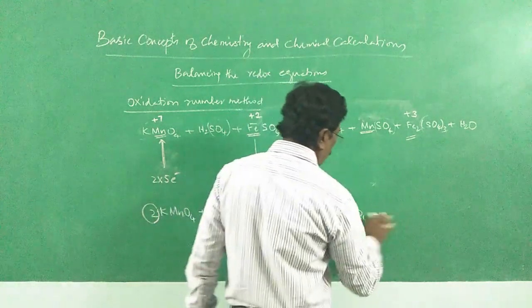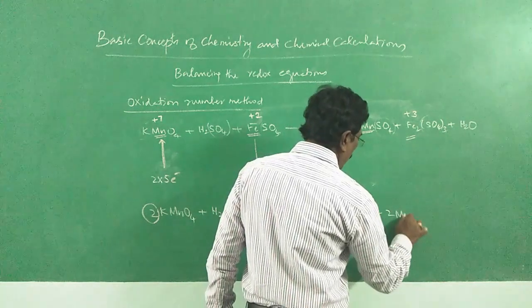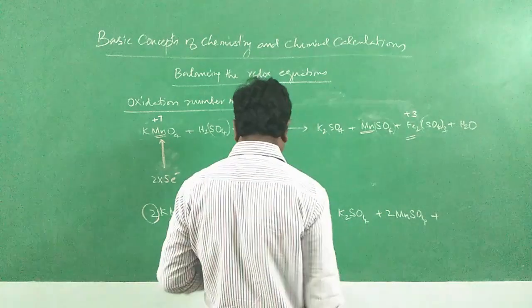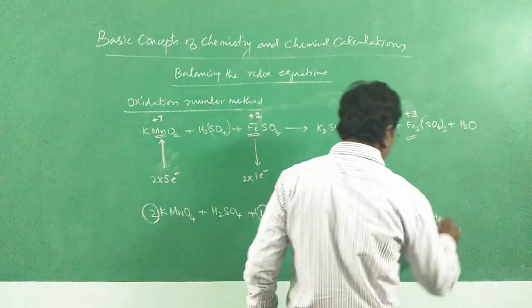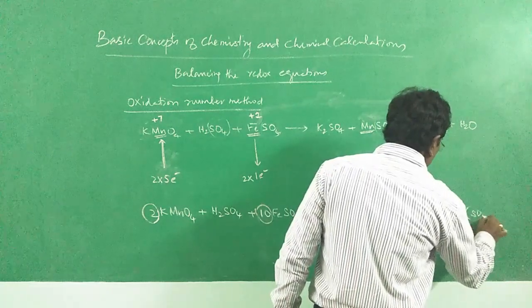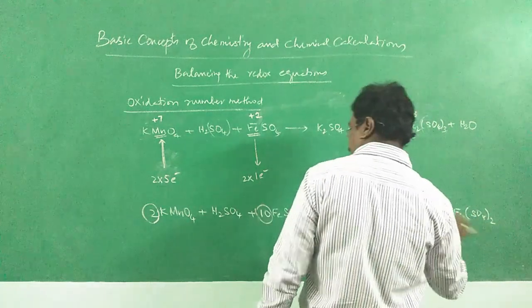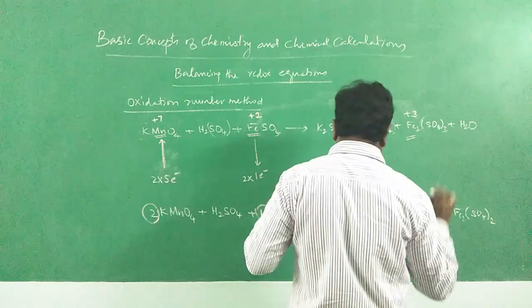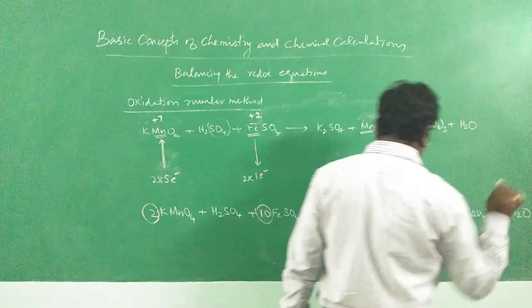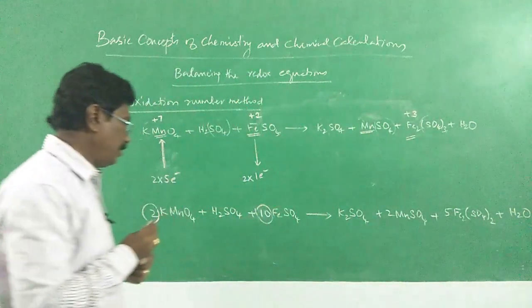Manganese 2, therefore 2MnSO4. Manganese I have to balance. Therefore 2 manganese, therefore 2. Then 10Fe, therefore 5Fe2(SO4)3. 5Fe2 will become 10. 10 and 10 get balanced. Plus H2O. That's all. Maximum we have balanced.